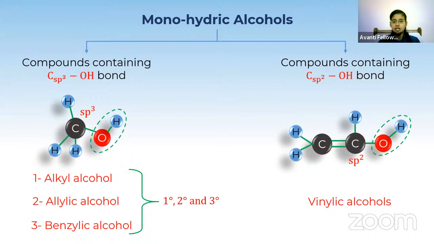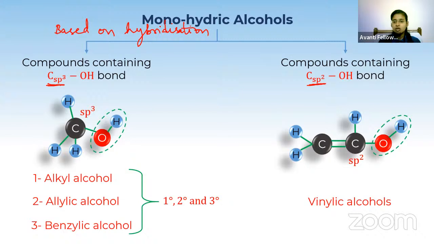Clear up to this? So what we have done: we took the monohydric alcohol, and based on hybridization it is classified into two. One is sp3 and the other is carbon with sp2. Under sp3 we have three classifications, and under sp2 we have only one classification, vinylic alcohol.